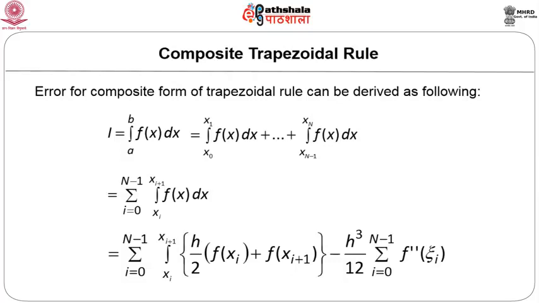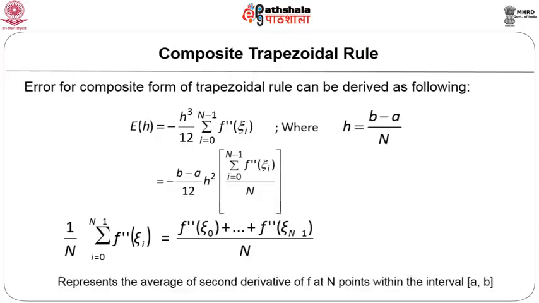h is the same for all, because we have taken uniformly spaced points, they are equidistant points. So, h is the same for each application of the trapezoidal rule in the subinterval. So, the result is minus h cube by 12 sigma i equal to 0 to n minus 1 of the second derivative of f at the point xi i.